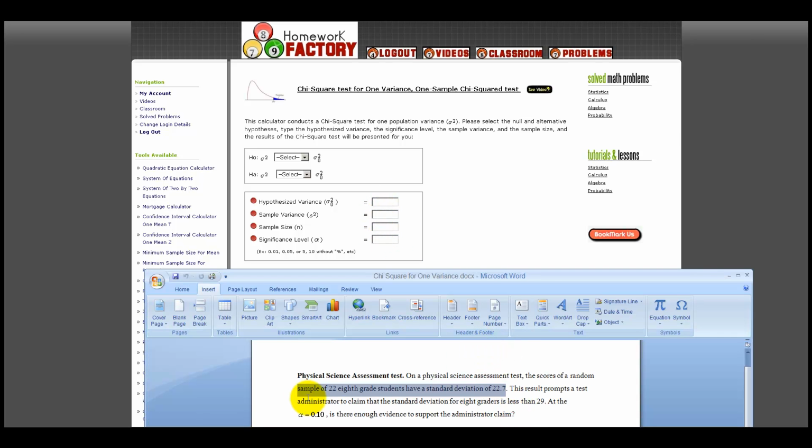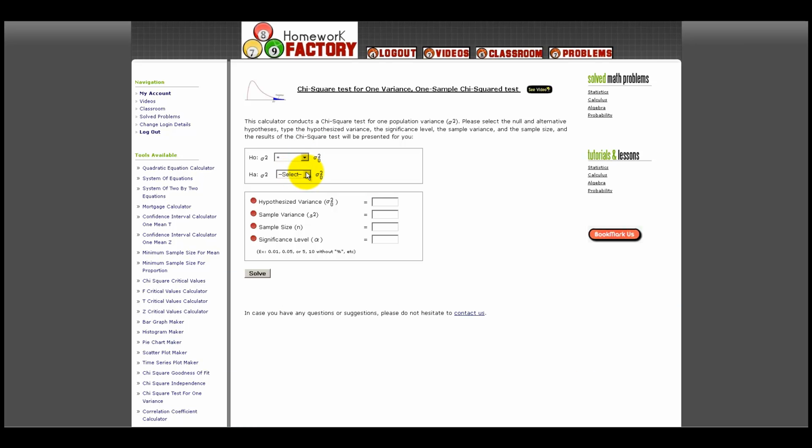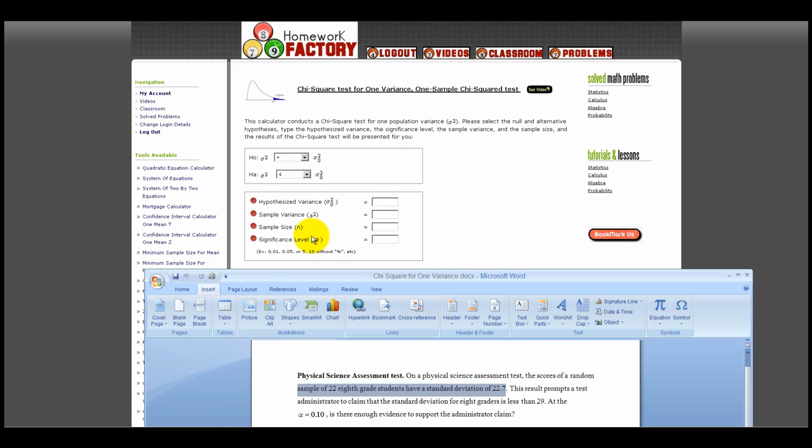First of all, your claim is whether the standard deviation is less than 29. So that's a left tail test. So what you're going to do is the null hypothesis is equal, and the alternative hypothesis is less than. That's the way you have to structure the hypothesis.